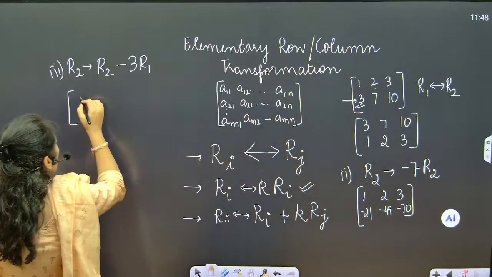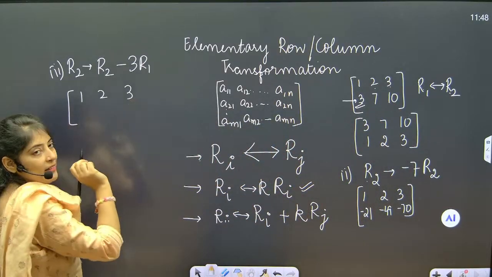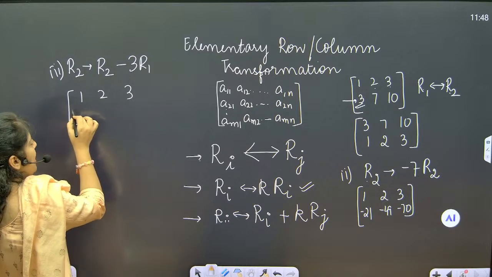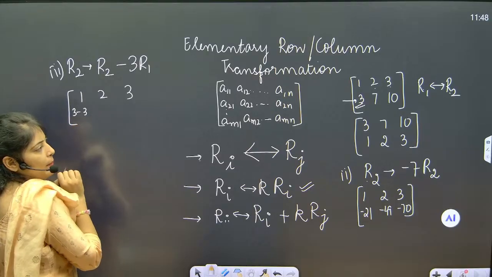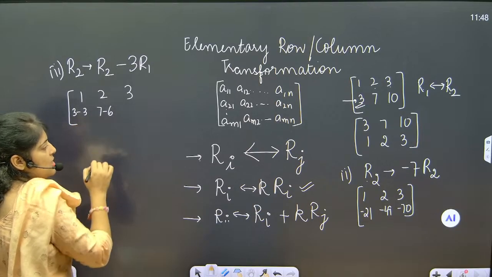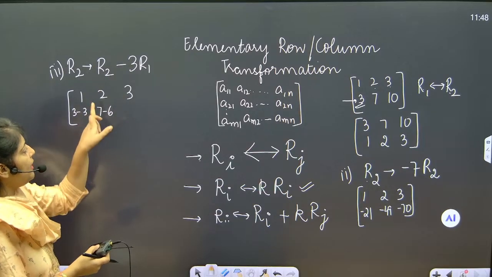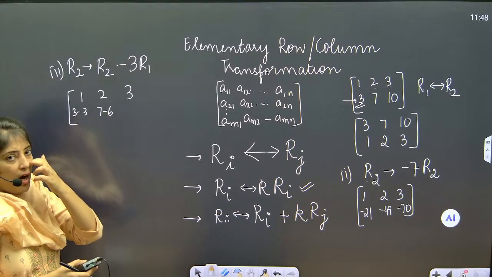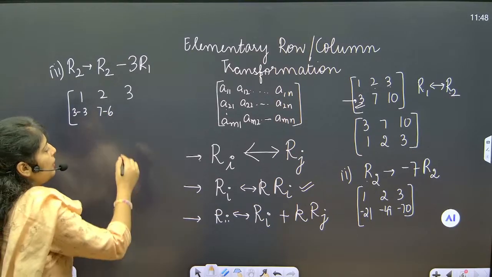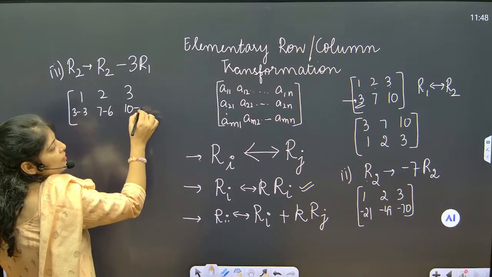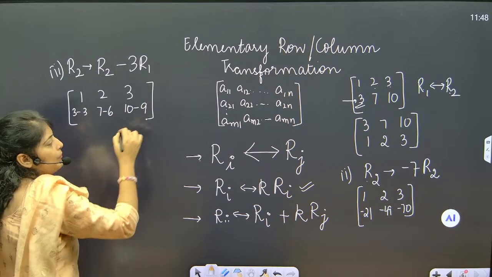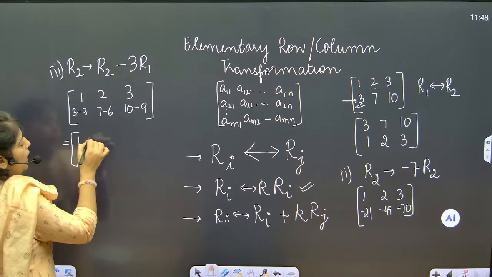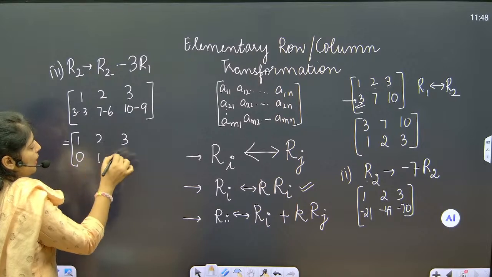Okay, don't write 3, 6, 9. Write 1, 2, 3 only. But when we subtract here, 3 minus 3 becomes 0, and 7 minus 6 becomes 1. First, we have to write the element of R2, then we have to write 3 times the element of R1. That's what I'm doing: 10, and 3 times 3 is 9. Now what will it become? 1, 2, 3, then 0, 1, 1.